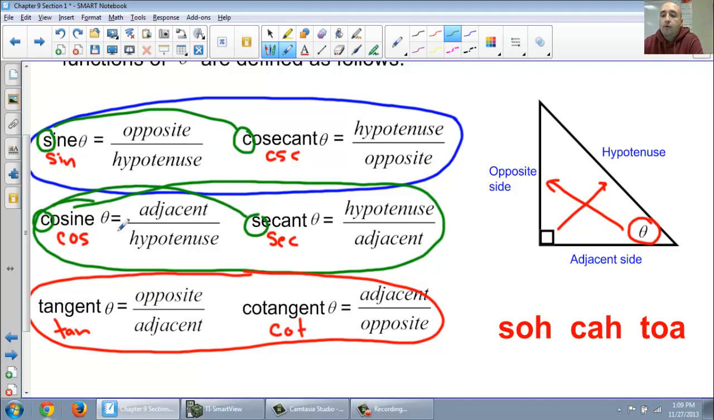And always remember SOHCAHTOA. Sine is opposite over hypotenuse. Cosine is adjacent over hypotenuse. And tangent is opposite over adjacent. SOHCAHTOA, S-O-H-C-A-H-T-O-A. If you remember that spelling, you will know the first three trig functions, and then all you have to do is remember that the next three are just reciprocals of the other three. So let's do some examples using these trig functions.